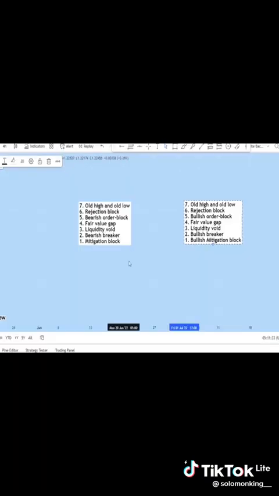So what exactly is PD array? P simply means premium, D simply means discount, and array simply means arrangement of items. So we try to arrange these 7 institutional reference points according to their order of priority. Whenever you're taking a trade, you want to see them arranged in an order of priority. Which one do I consider first and which one do I consider last?